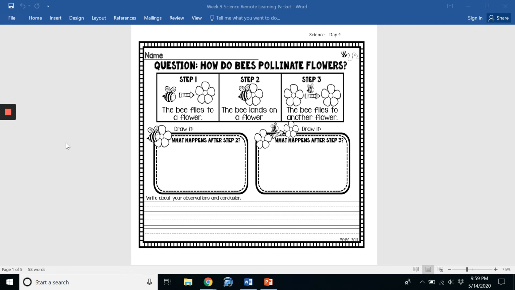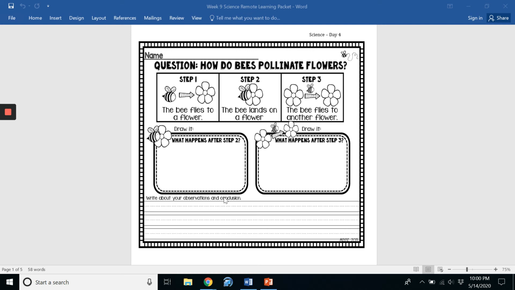For day 4, we will go over the diagram with the captions and then answer questions and write about your observation. So, question is, how do bees pollinate flowers? Well, the first step is that the bee flies to the flower, right? It flies to the flower. The second step is that the bee lands on a flower. And the third step is that the bee flies to another flower. Now, don't forget, after step 3, new seeds are created because of the pollen the bee brought from one flower to the other one, right?